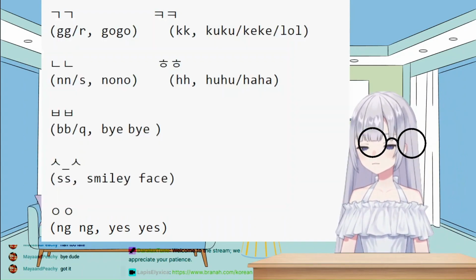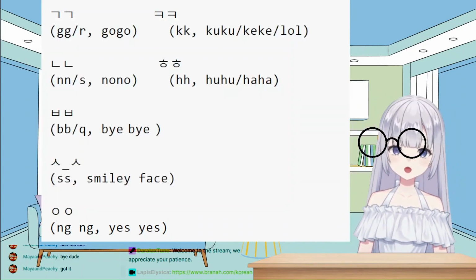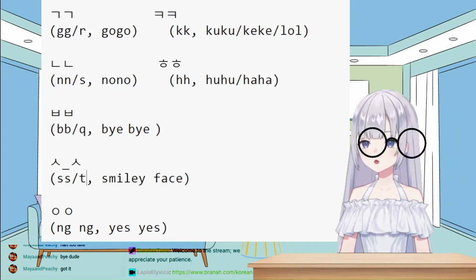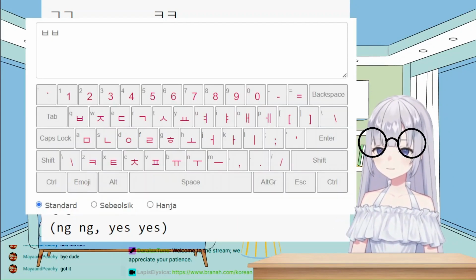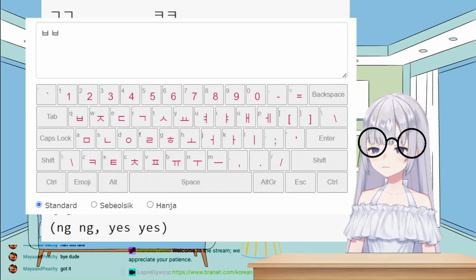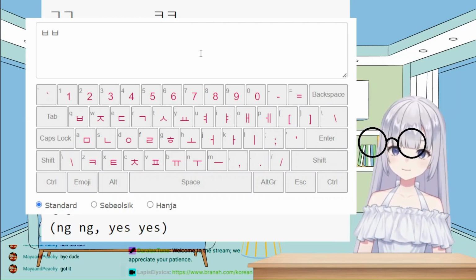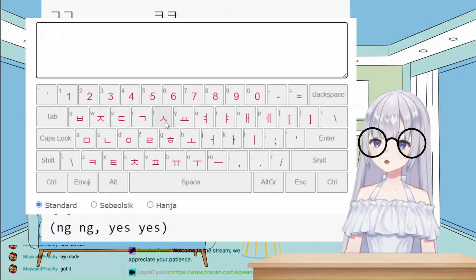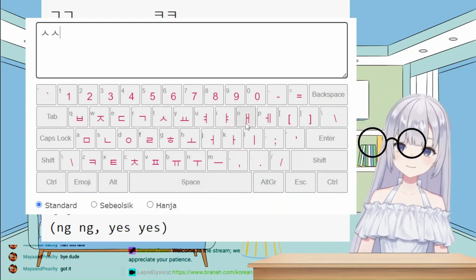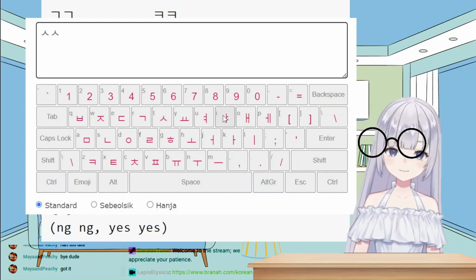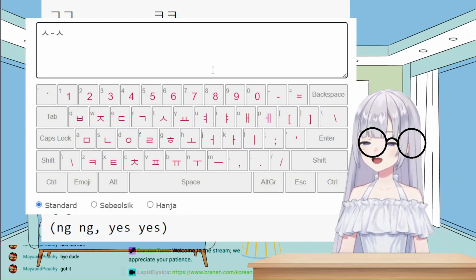And then next we have a smiley face, S sound. That one is located at T. See here, S sound. So, smiley face.